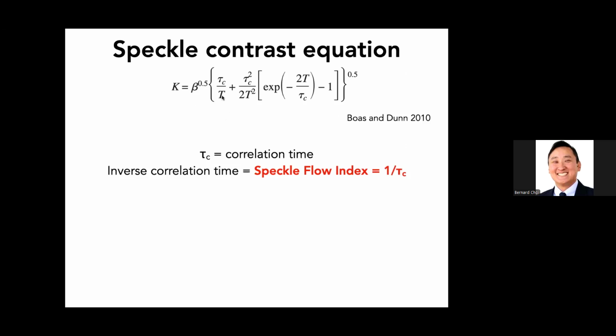T, we know, that's our exposure time. K, we measure. There are two unknowns, beta and this correlation time. Beta we can measure. So the only unknown here is correlation time, which just happens to show up here 3 times, so it makes it a little bit hard to invert this equation. But then we get the correlation time. Once we get the correlation time out for a given contrast measurement, we take the reciprocal of that, and that's our inverse correlation time, or what we just term speckle flow index, SFI.